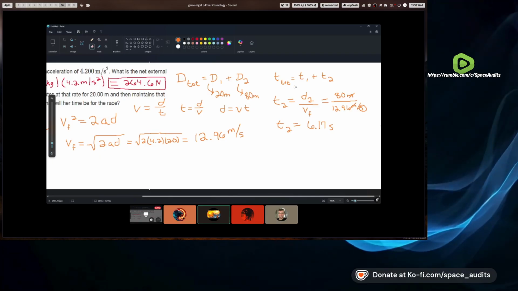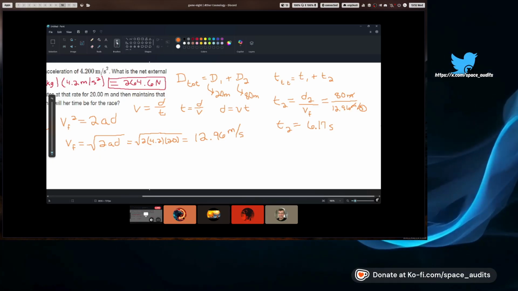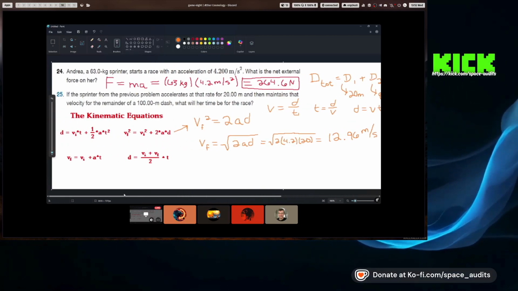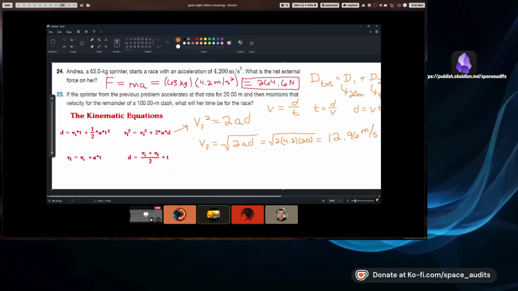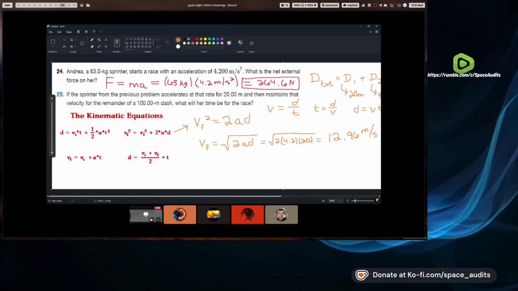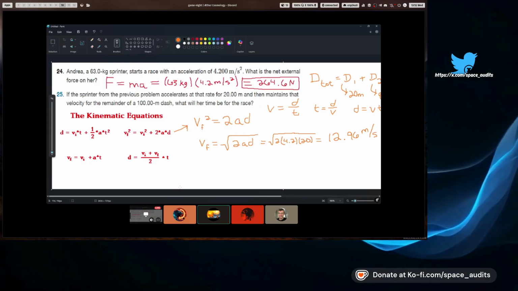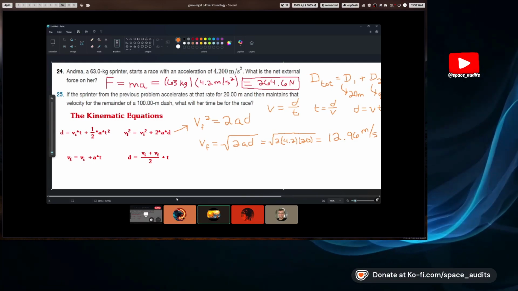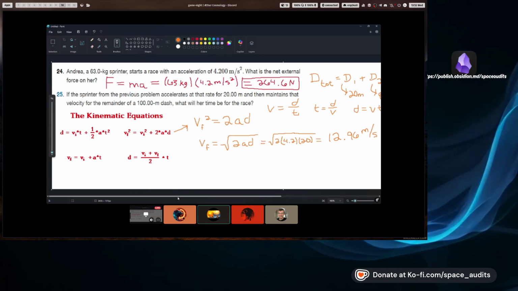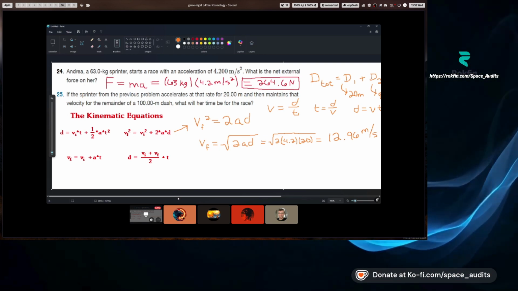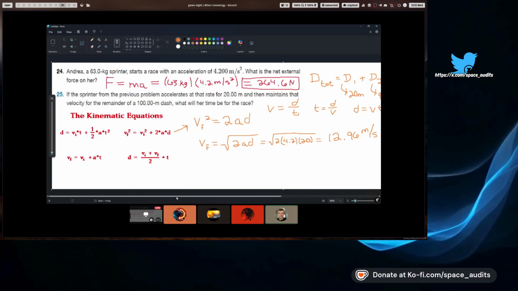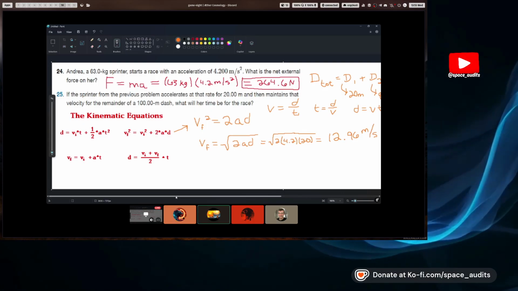Now our time 1, we're going to have to do something a little different. Okay? Because for time 1, we're going to have to solve for t, right? T is time. So we're going to have to solve for t. Now, all we have, right, is an initial velocity, and a final velocity. We have an acceleration, and we have a distance.